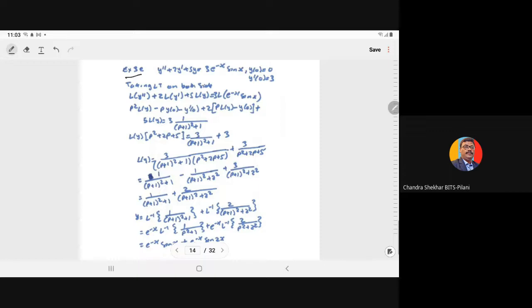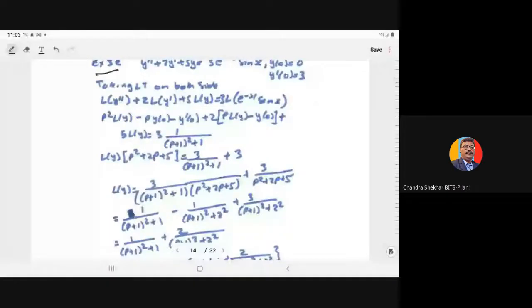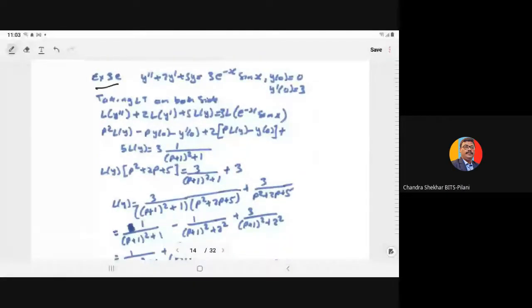Solve y double dash plus 2y dash plus 5y is equal to 3 e to the power minus x sin x, with y at x equal to 0 being 0 and y dash at x equal to 0 being 3. So the procedure is exactly the same. You have to take the Laplace transform on both sides.